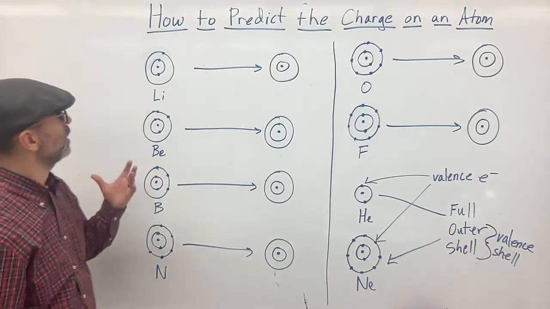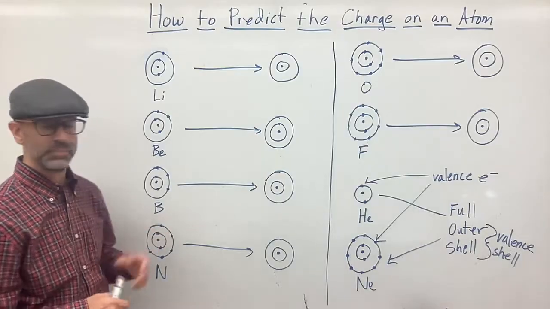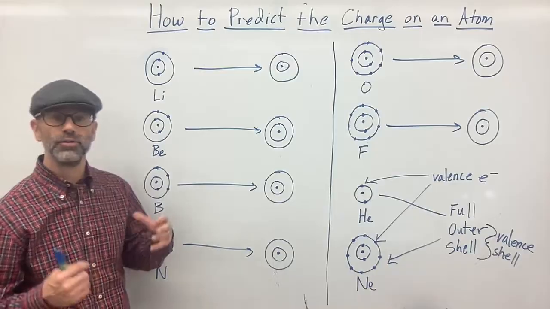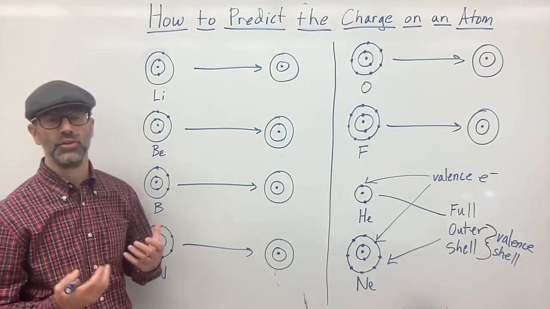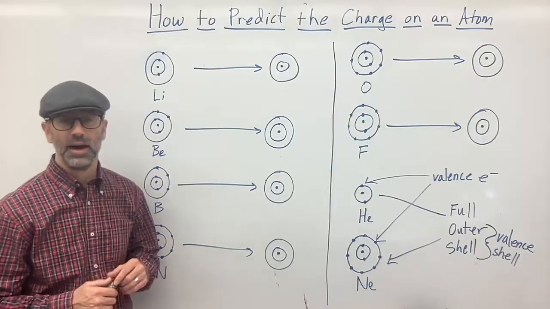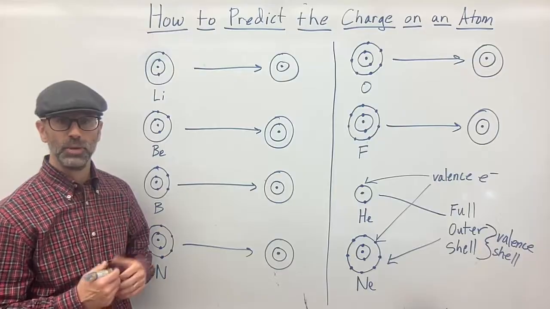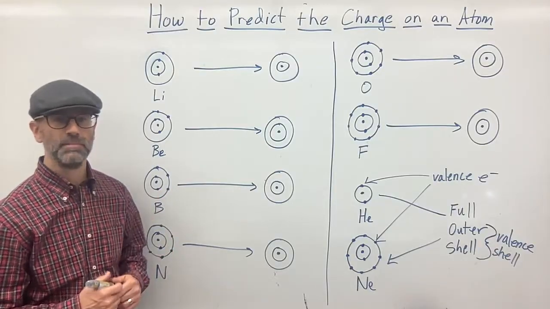Okay, so how do we predict the charge of an atom? I'm going to be using the Bohr model. The Bohr model is not the most accurate model, but it is a simplified version that allows us to explain things easily. Given that in mind, that this is not the correct model, it is enough to help explain what's going on here.